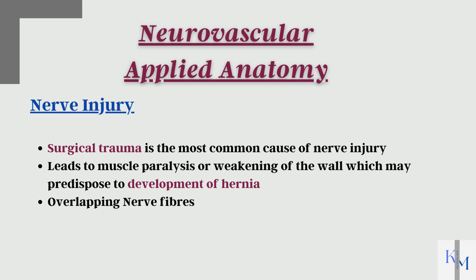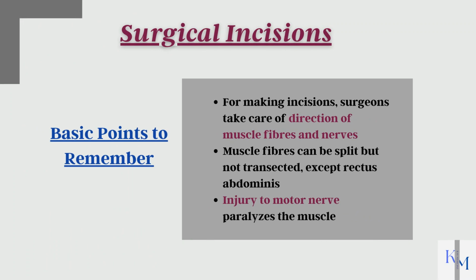About nerve injuries, you should know that surgical incisions are the most common cause. This can lead to paralysis or weakening of the muscle, which can obviously lead to hernia formation. But due to overlapping innervation, some loss of fibers may go unnoticeable. Now, another important topic is abdominal incisions.